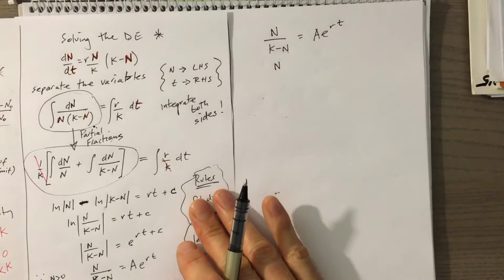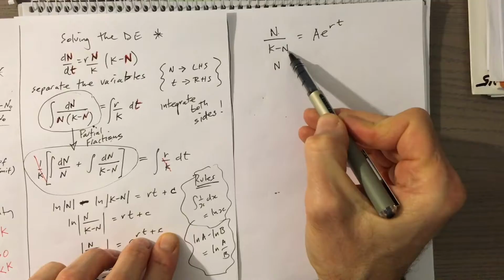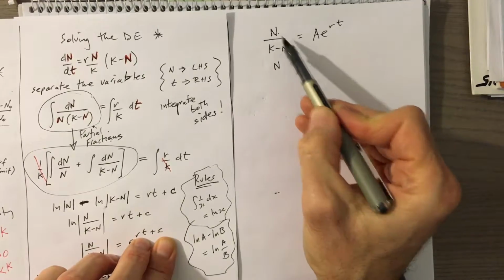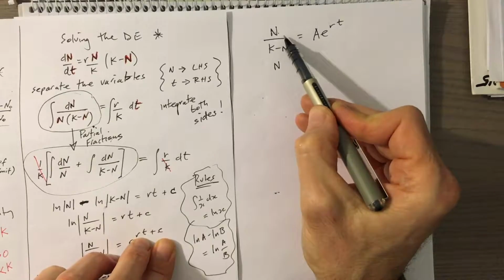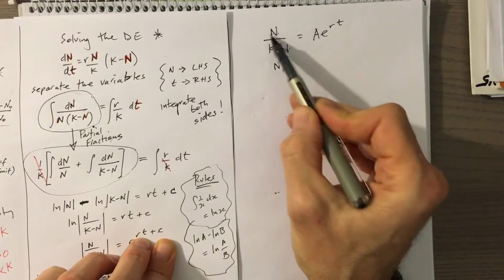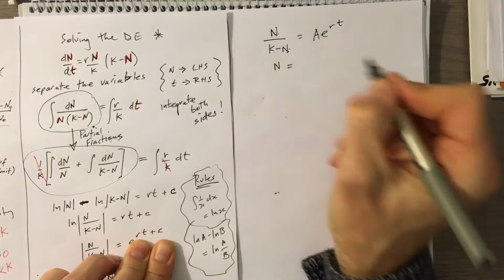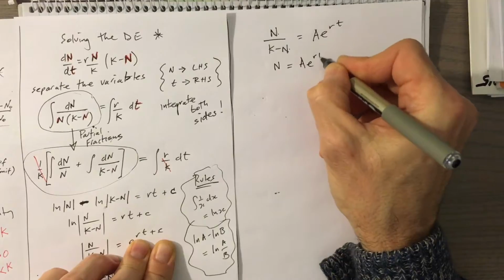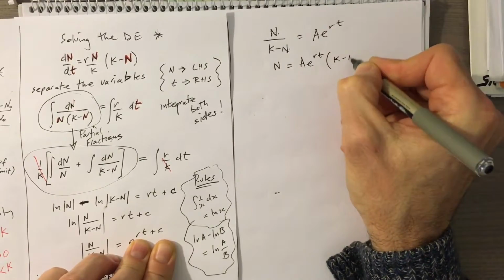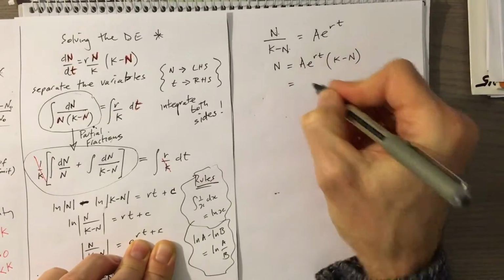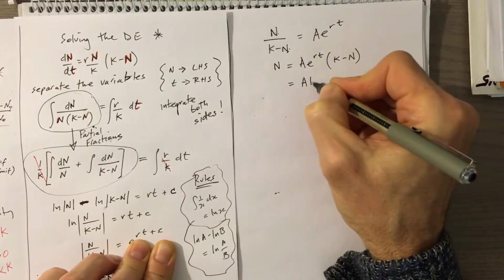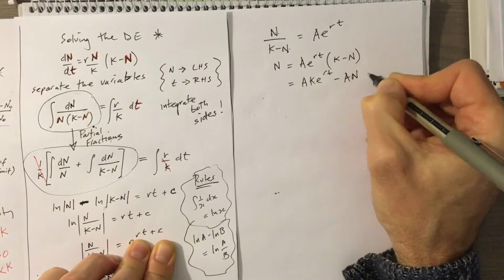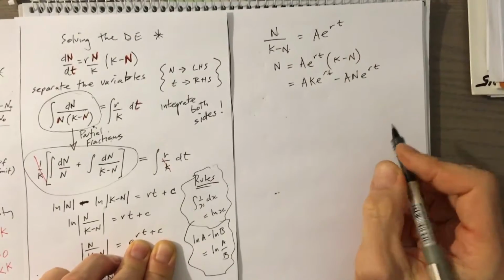Looking at what we have here though, we've got an n here, and we've got an n here. Somehow we need to absorb these two n's into one n and have it isolated on this side of the equation. So the first step is to cross multiply that over. We've got a e^(rt) (k minus n). Then if we expand the brackets, we get a times k e^(rt) minus a times n e^(rt) equals n.